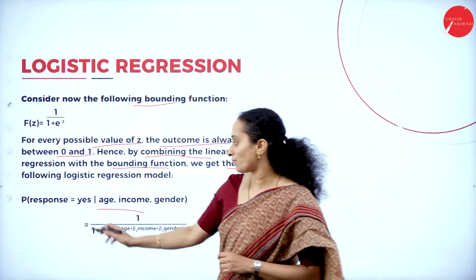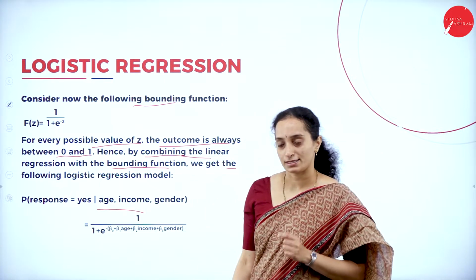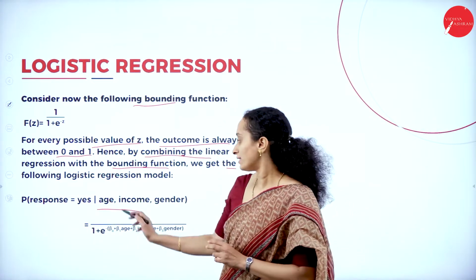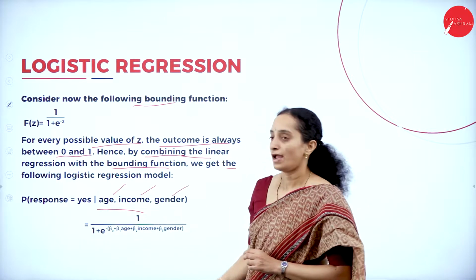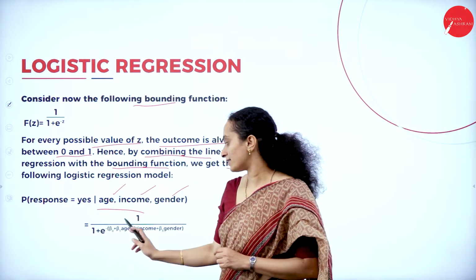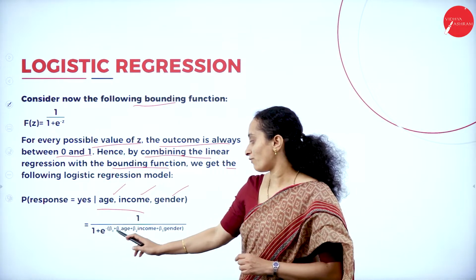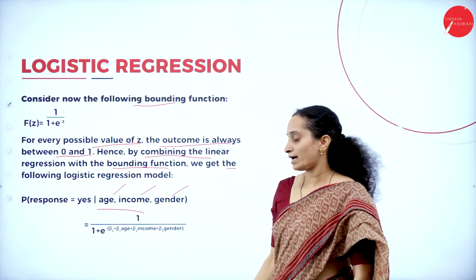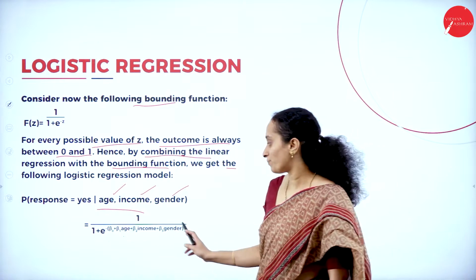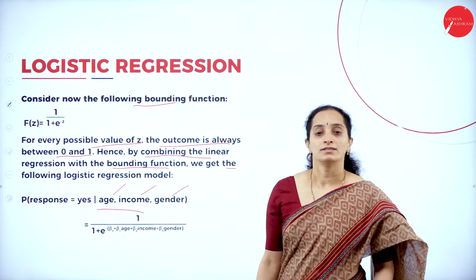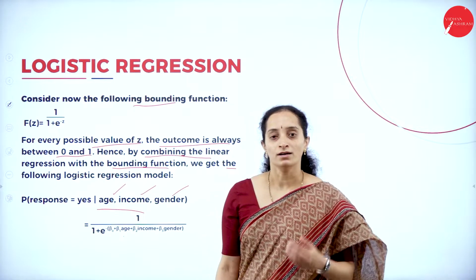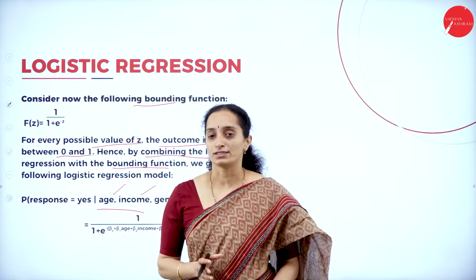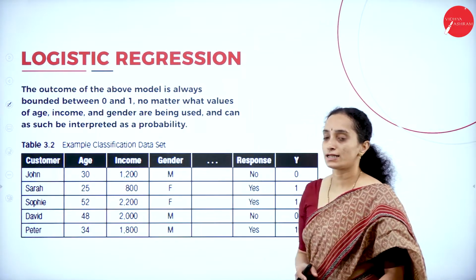We use the logistic model here. P is taken as the predicted value. The probability that the response equals yes, based on the characteristics age, income and gender, can be calculated like this: 1 divided by 1 plus e to the power of minus (B0 plus B1 age plus B2 income plus B3 gender). You have to predict the future values from the current values based on this expression in a logistic regression model.